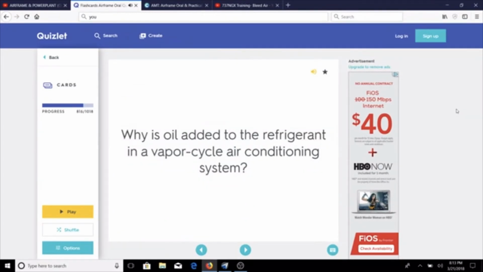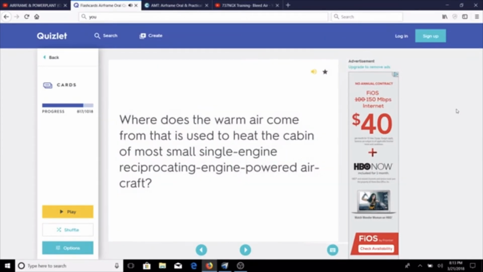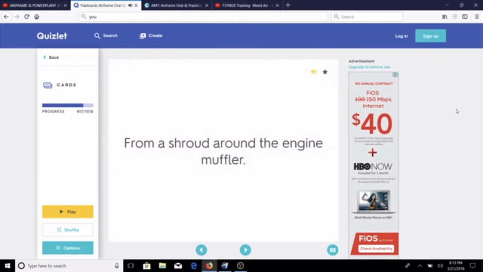Why is oil added to the refrigerant in a vapor cycle air conditioning system? To lubricate the compressor. Where does the warm air come from that is used to heat the cabin of most small single-engine reciprocating engine-powered aircraft? From a shroud around the engine muffler.